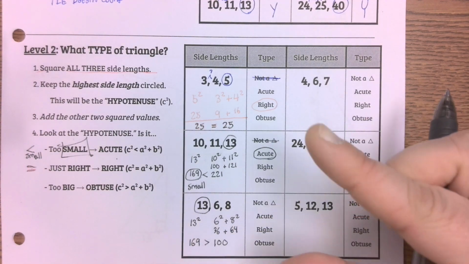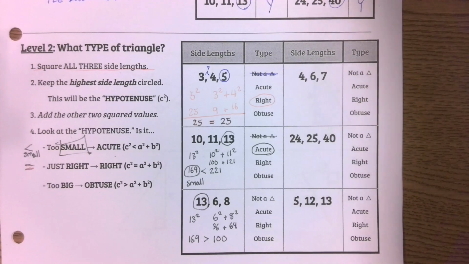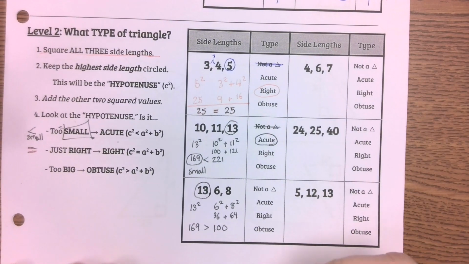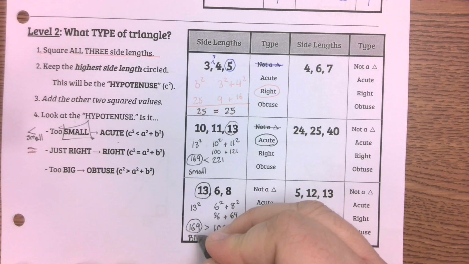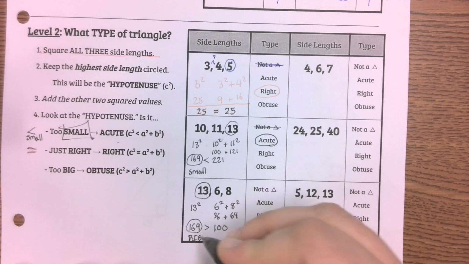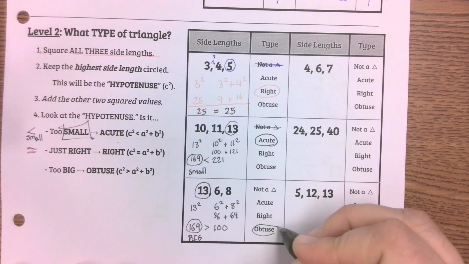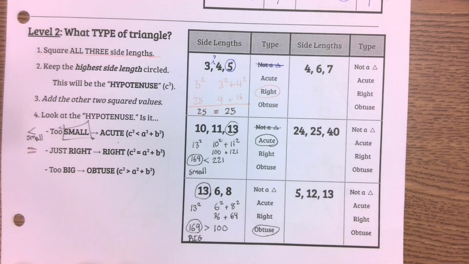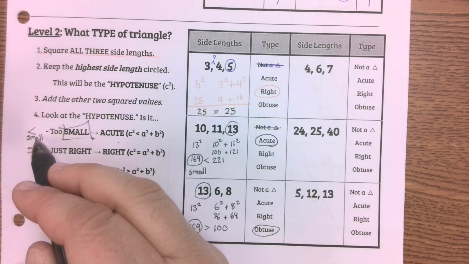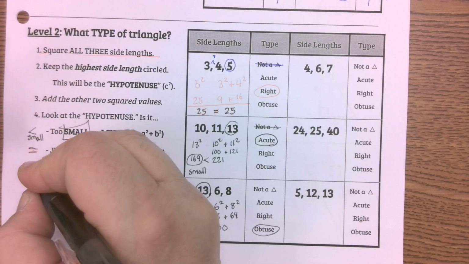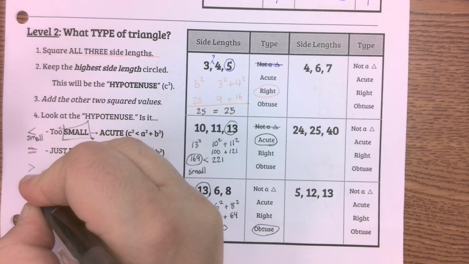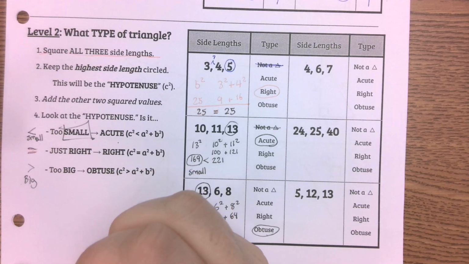The alligator mouth would open to eat the 169, wouldn't it? Okay, so looking at that, I say that this one is big as comparison. Okay, a big one has a big angle, so it is absolutely going to be an obtuse angle. So smaller or less than is acute, equal is a right triangle, and greater than or biggest is going to be obtuse.